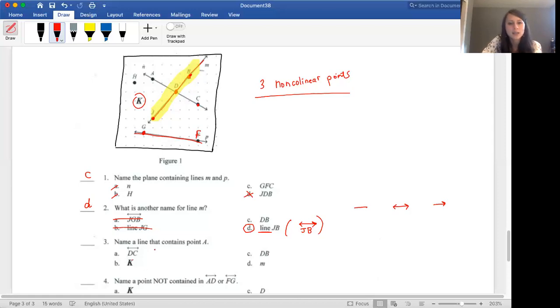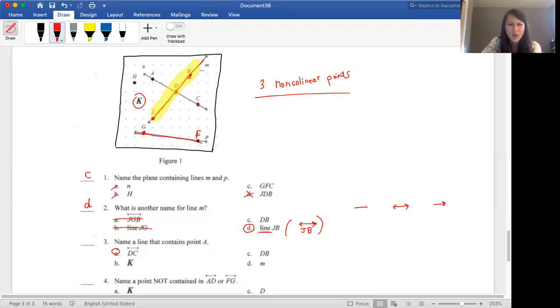Number 3, name a line that contains point A. So I need to name a line that contains point A. Well, let's look at our options. Could we say DC? Would that work? DC, and that's a line, right? There's a symbol, and a line continues out forever and ever. So I think that's a good answer. I think I would put that on hold. That might be my answer. Let's check our other answers just in case something's better or there's another correct answer, or we'll see if all of them are wrong.